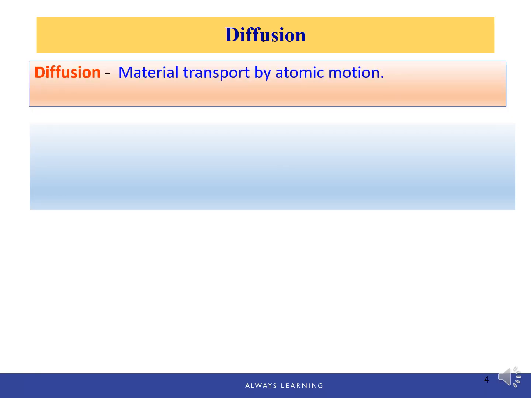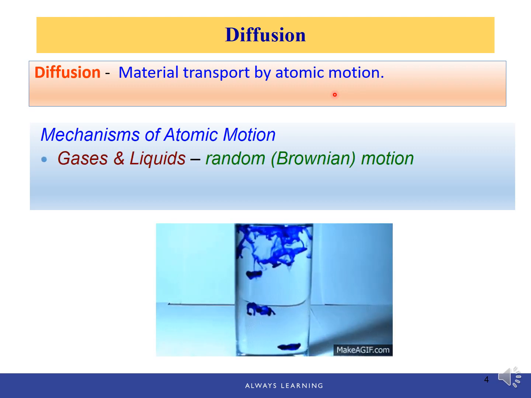So again, diffusion is defined as the material transport by atomic motion. Diffusion can occur in all phases, including in liquid phase, in gas, and in solid. In this class, we'll focus on diffusion in solids. But just for comparison and to give you some background knowledge, let's review the mechanics of atomic motion in gas and liquids as well.